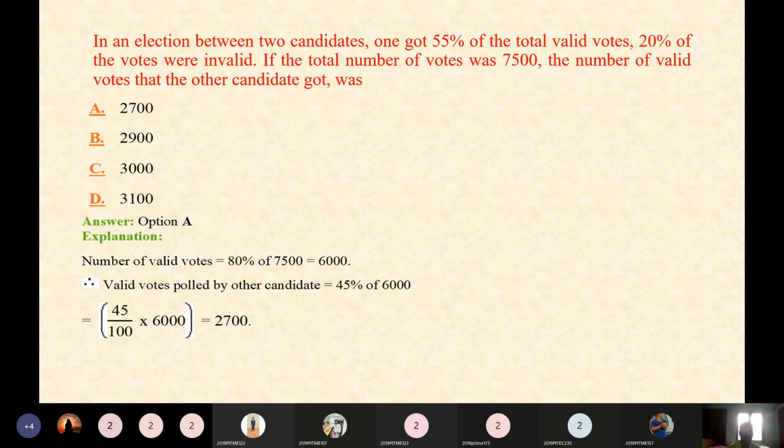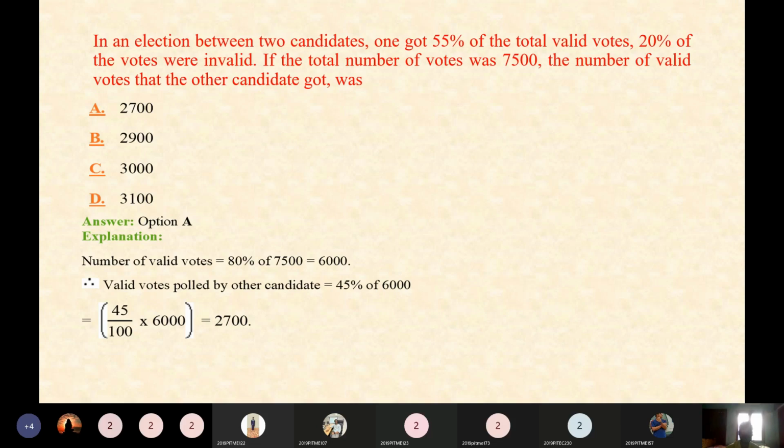So how do you write 45 percentage? 45 divided by 100, and "of" means multiply. That's the meaning of it. So 45 divided by 100 into 6,000 gives you the votes the other person got: 2,700 votes. So the other person received 2,700 votes.